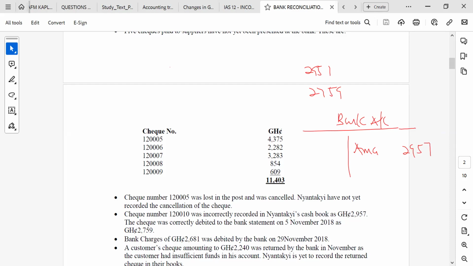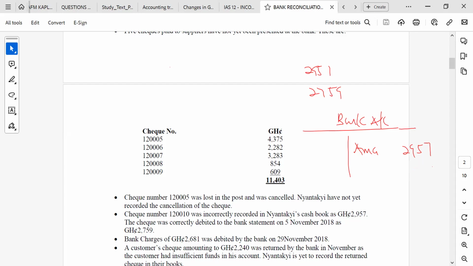What is the difference? The difference between 198 and 198. So it means that we should have come here and taken 198 from this one so that we can have the 2759. But we don't do subtraction in accounting like this. So what do we do with this 198?